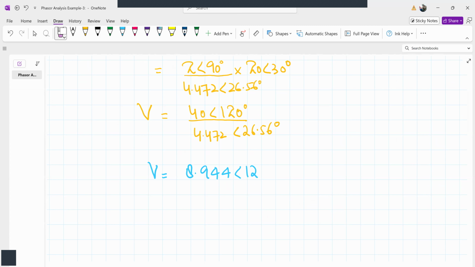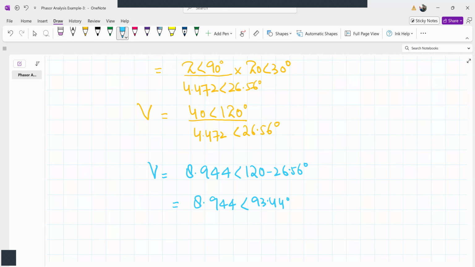120 minus 26.56 degrees. So this will be 8.944 at an angle of 120 minus 26.56, so this will be, I think, 93.43. Please check the calculations one more time. I think it should be 44, not 43. Please check the calculations yourself.